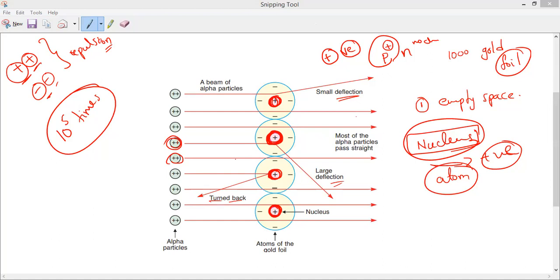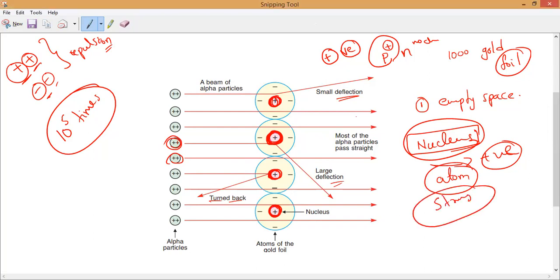atom. And the next one, it is positively charged, and it is very dense and very strong. That is what we can conclude. Is it yes or no, guys? This is what we call the Rutherford alpha particle experiment, or gold foil experiment.